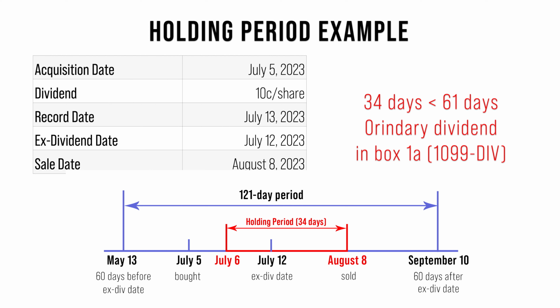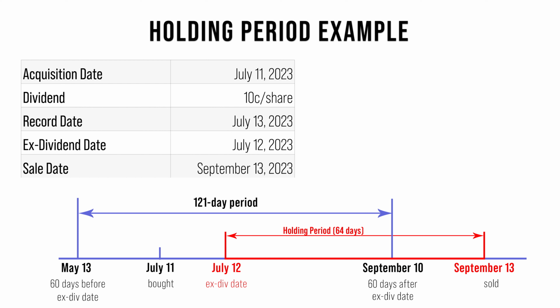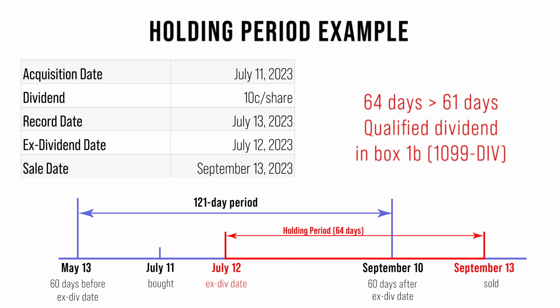Your entire dividend income is reported in Box 1A, ordinary dividends, of the 1099-DIV form. Now, reconsider this example and assume that you bought the stock on July 11 and sold it on September 13. In this case, your holding period was 64 days, from July 12 through September 13. Therefore, you satisfy the requirement of holding the stock for at least 61 days. The $100 dividend income is recorded in Box 1B of your 1099-DIV form as qualified dividend income.